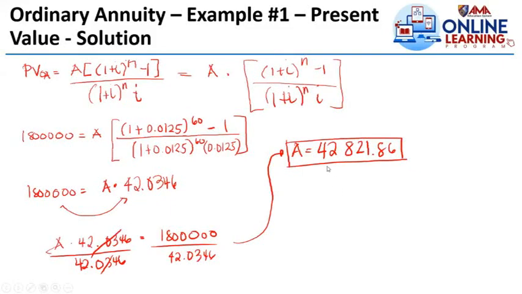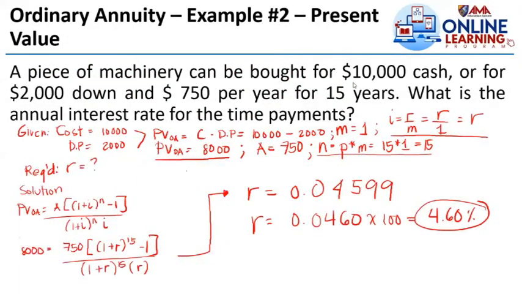Yan yung babayaran niya for 60 months. So 60 na beses na ganyan. So multiply mo yan 60 times. So that's it. So that's the final answer. So now let's proceed to the next example.